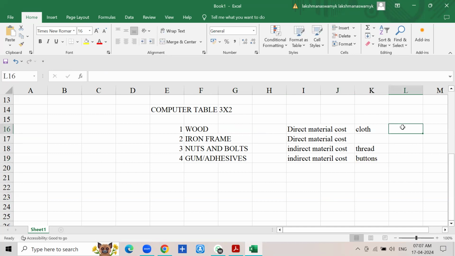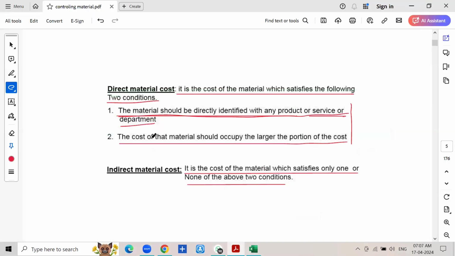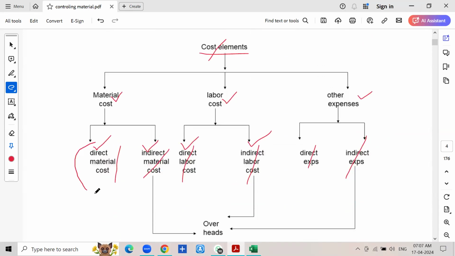Now you take a shoe. The cost of the leather is direct material cost. The cost of the sole is direct material cost. The cost of the lace is indirect material cost. The cost of polish is indirect material cost. So like that, for every material, you have to apply these two conditions. If that material satisfies both conditions, that is called direct material. Otherwise, indirect material. Clear?